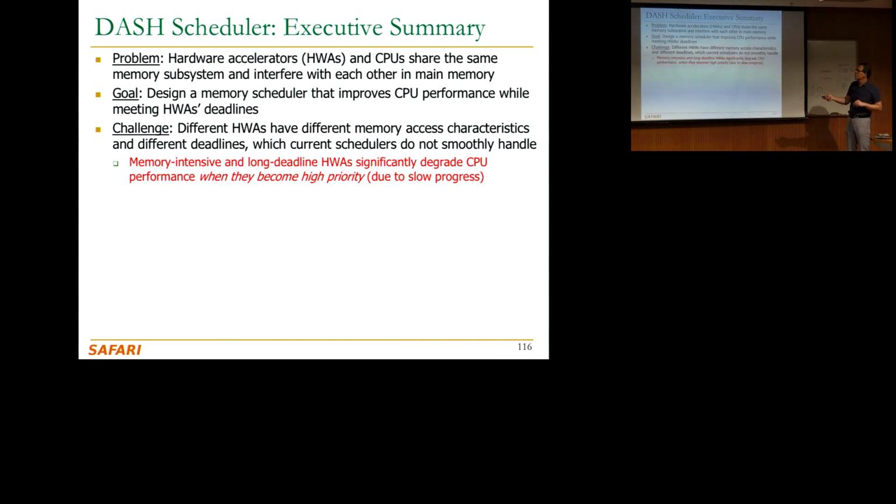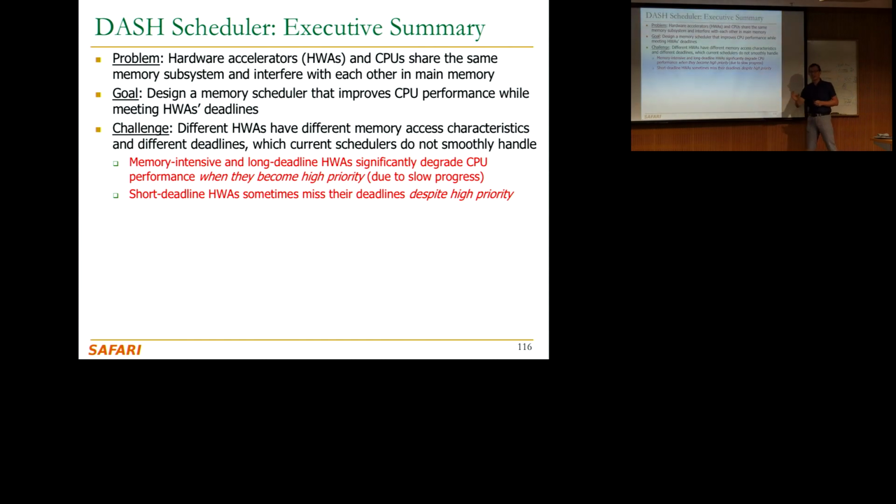And they degrade CPU performance because at some point you say, oh, I'm going to miss the deadline for this particular hardware accelerator, so let me make that hardware accelerator high priority in the memory controller. Now, the problem is when you raise that priority, this degrades the CPU performance significantly. Right? And there are also short deadline accelerators, meaning the deadlines are relatively short. You need to meet a shorter delay requirement over there. And they sometimes miss their deadlines despite giving high priority.